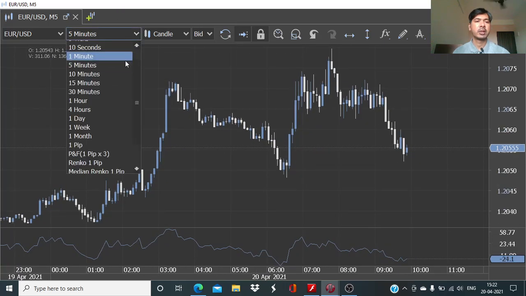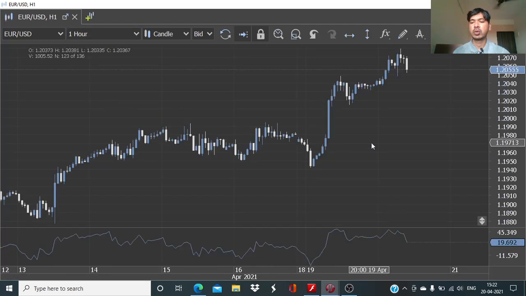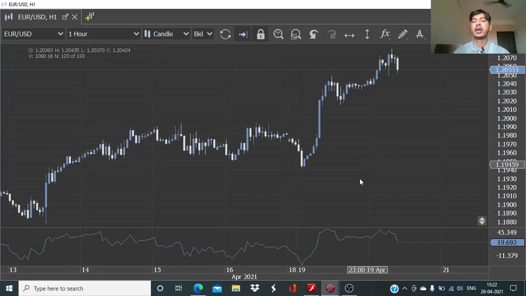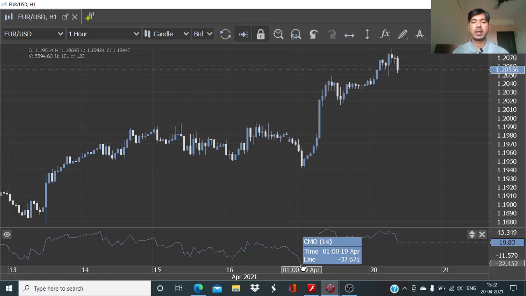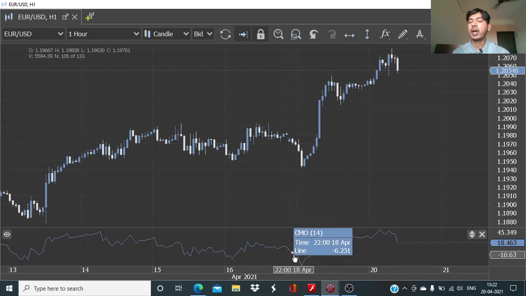This is the Euro USD chart, which I will change to the hourly time frame. And as I said, it's fairly easy to understand. All you have to do is look at its output value. When the CMO output is above zero, it is considered bullish. And when the output value is below zero, it is considered bearish.